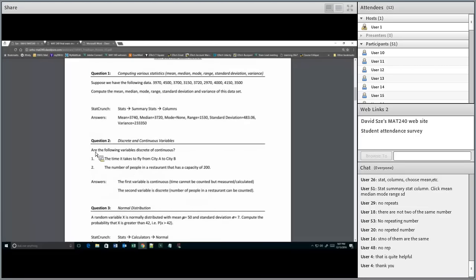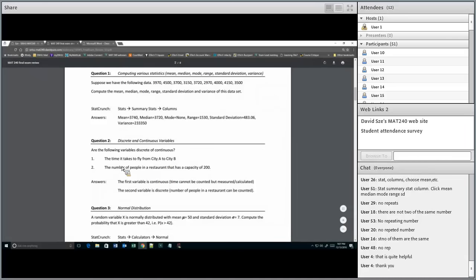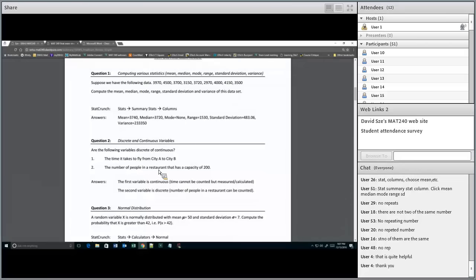So tell me, are the following variables discrete or continuous? The time it takes to fly from city A to city B. Now, obviously the answer is given here. The first variable, time it takes to fly from city A to B, is continuous. The reason is because, remember I had mentioned this in the week 1 webinar, that time cannot be counted. Anything that can be counted is discrete. Anything that has to be measured is continuous. Time cannot be counted. Time can be measured. So that's why it is continuous.